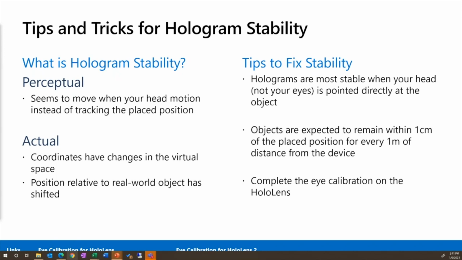So holograms are always going to be the most stable when your head, not your eyes, is pointed directly at them. The expected tolerance for hologram stability is that they will remain within 1 centimeter of the placed position for every 1 meter of distance from the device. So to improve the hologram stability, you'll want to complete the eye calibration. We've provided some links at the bottom of this slide on how to complete that eye calibration process for your devices, depending on if you've got the original HoloLens or the HoloLens 2. It takes about 20 seconds to complete that process.